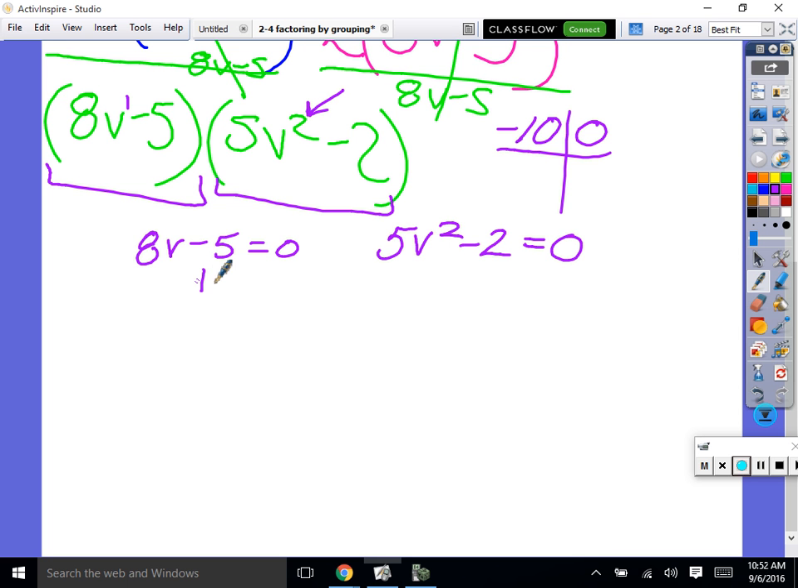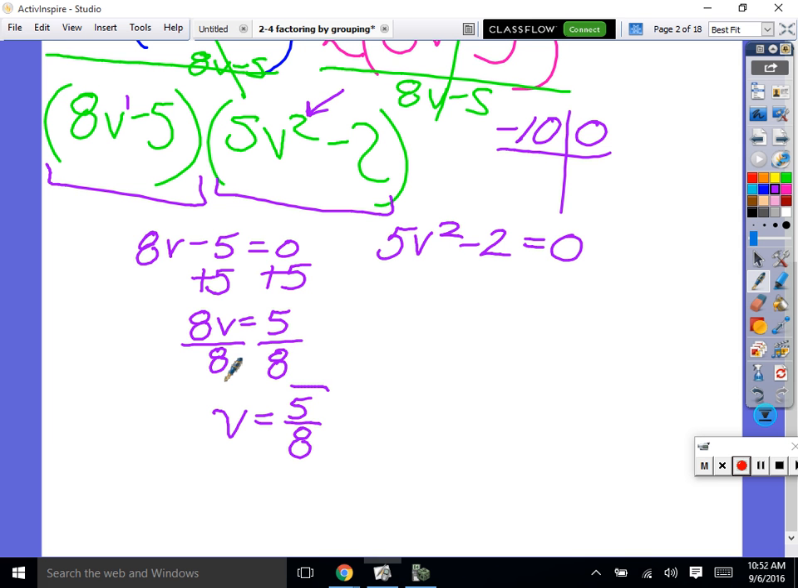When we add 5, so we have 8b is equal to 5, divide by 8, divide by 8. So b is equal to 5 over 8. There's one of our solutions. Now looking over here, it's quadratic. It didn't factor, so we can't solve it by factoring. And we wouldn't anyway. Wouldn't we solve by taking square roots? Missing middle values. We'd add 2.